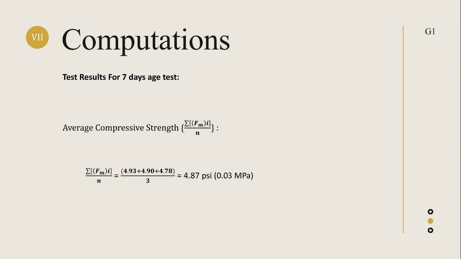For test results for the 7 days age test, we use the formula of the summation of compressive strength of sample 1 to sample 3 over the number of the specimen, equals 4.93 plus 4.90 plus 4.78 divided by 3. We get the value of 4.70 psi or 0.03 megapascals.